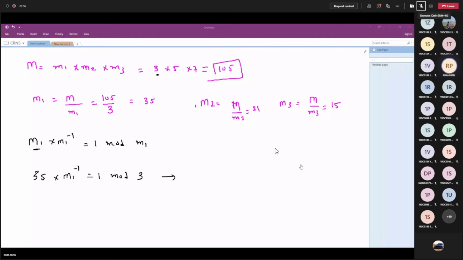Have we done this kind of example, the multiplicative inverse? Yes, ma'am, we have done it in the class. So you people know how to find M1 inverse now? Tell me how we are going to find this. What was the procedure?